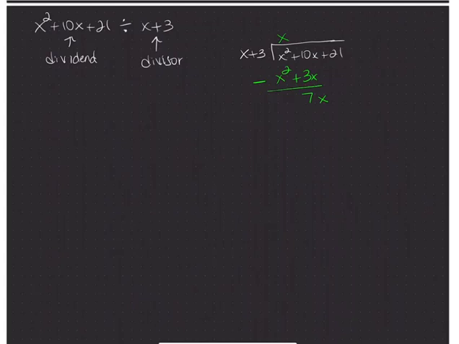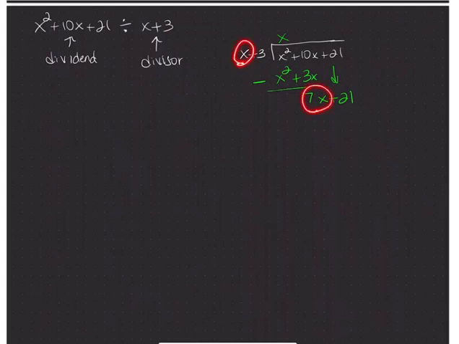And then what did we do previously? You drop down that next part. So the next part that we're dropping down is going to be that plus 21. And then we start that whole process over again, only focusing on that x, or whatever that first term is, right? So that x and that 7x.